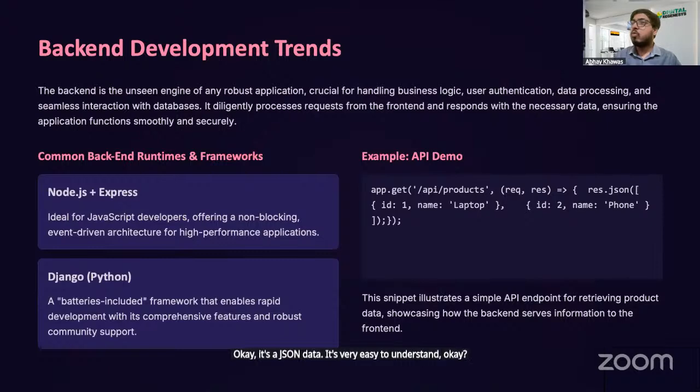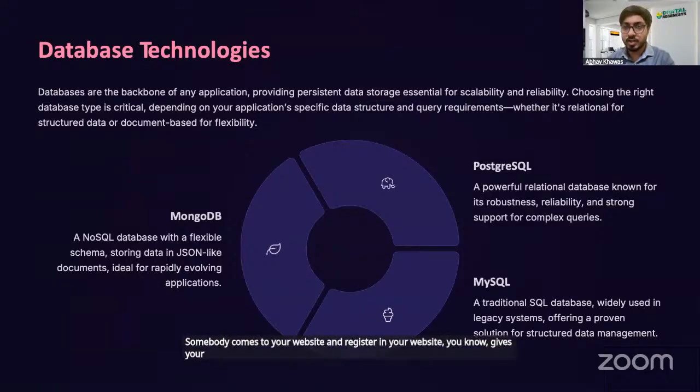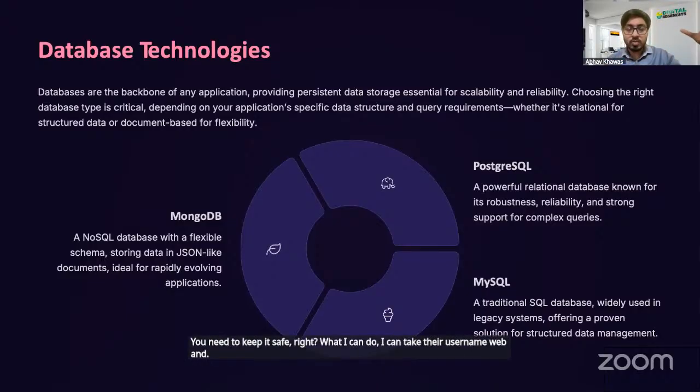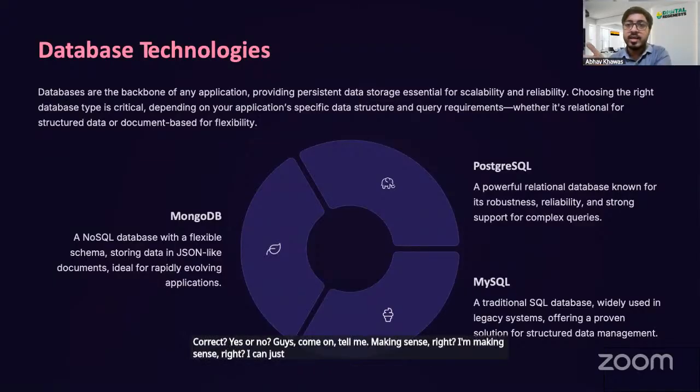Okay, cool guys. So if you have understood so far, let's move forward. Let's see what database technologies are. Again, database has to be secure. When somebody comes to your website and registers, gives you a username and password, you need to keep it safe, right? What I can do is take their username and password, take it in the backend and just store it in a file. Correct? Yes or no? Guys, come on, tell me. I'm making sense, right? I can just take it and save it in a text file.